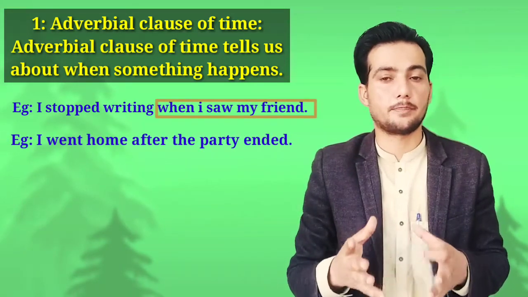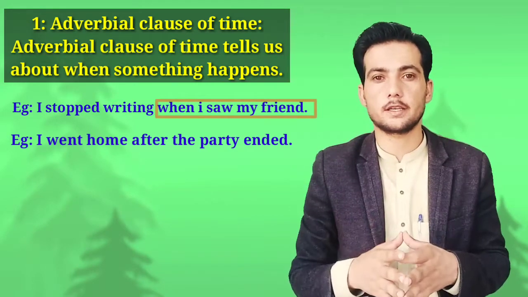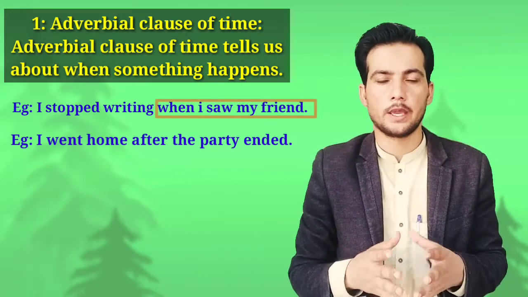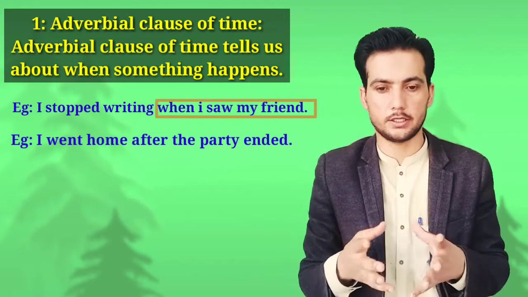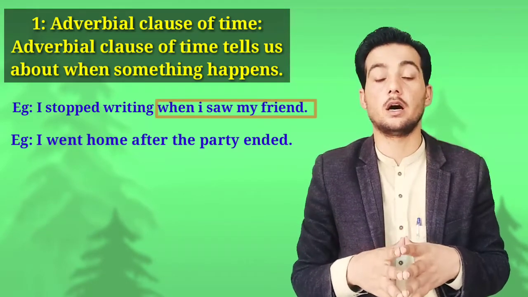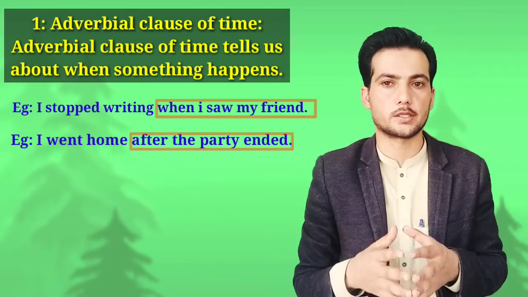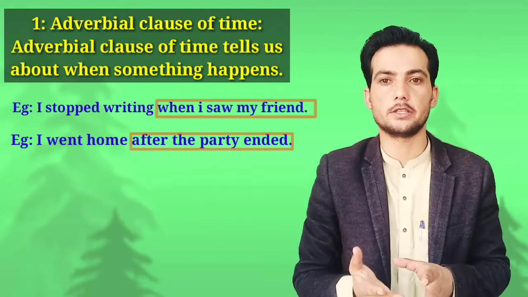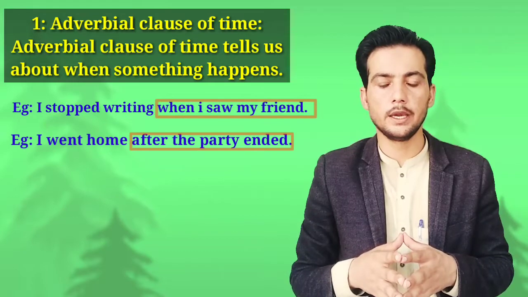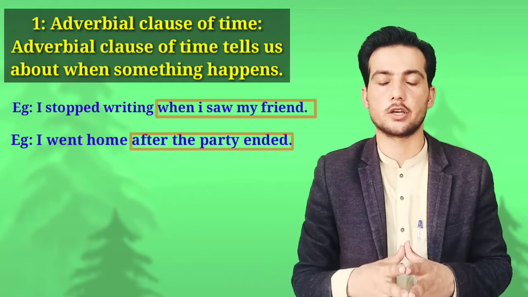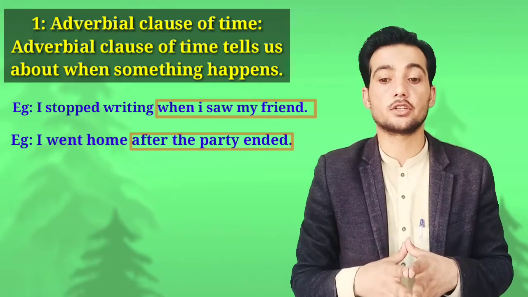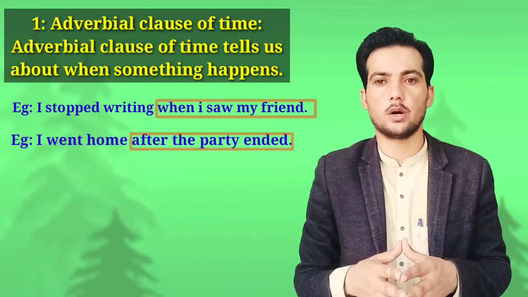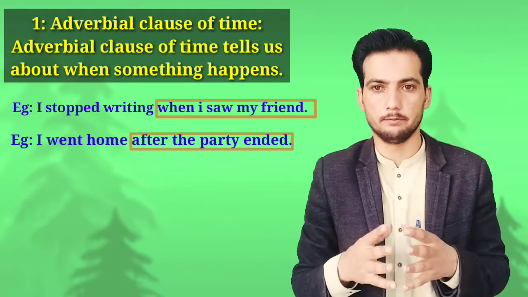I went home after the party ended. If you look at this sentence, it again consists of two clauses. The first one is I went home. I went home is the main clause because it can stand alone as a sentence. And after that, the second clause is after the party ended. It also starts with a subordinating conjunction, that is after, and it consists of a subject and a verb. Subject is the party and verb is ended. And it modifies the verb, that is went. I went home, but when? After the party ended. So it gives us information about the verb. So that is why it is an adverbial clause of time.